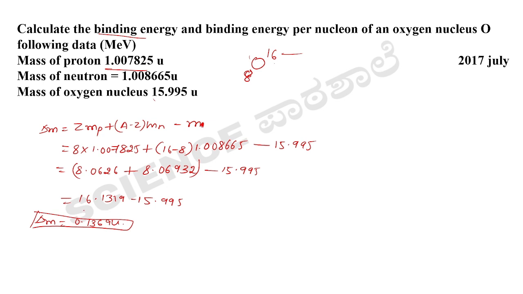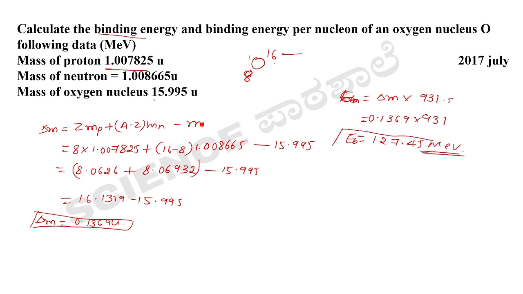Then what do we have to calculate? We have to calculate binding energy as well as specific binding energy. The binding energy formula: EB is equal to mass defect into 931.5, or you can neglect this 0.5 also. Delta M is 0.1369 into 931 is equal to 127.45 MeV, mega electron volt. So this is the binding energy. EB is nothing but the binding energy.